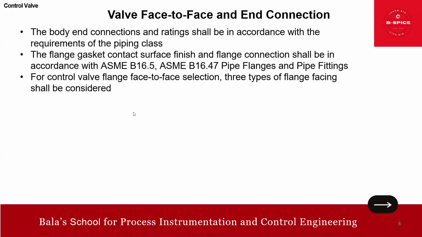Okay. For control valve flange face selection, three types of flange facing shall be considered. These are the common ones actually, but there are a few more. One is a raised face, we call it RF. Second is a flat face, we call it FF. Then the third one is a ring type joint, RTJ.